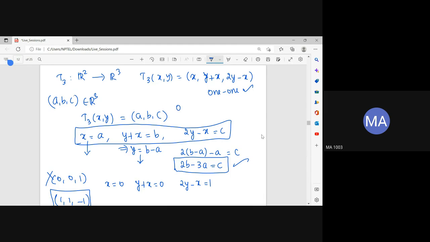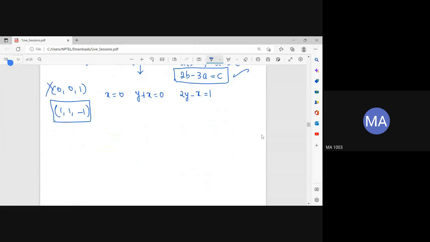So is this map onto? No. So we have an example where it is both 1-to-1 and onto. We have an example where it is not 1-to-1 but onto. We have an example where it is 1-to-1 but not onto. Fine. We are left only with one case where it is neither 1-to-1 nor onto. We'll see that example also. But before that, let's find out the range of the linear transformation. How will you find out the range of a linear transformation?